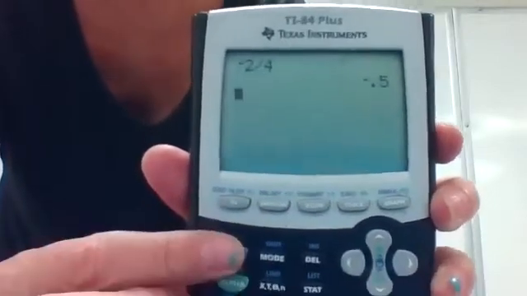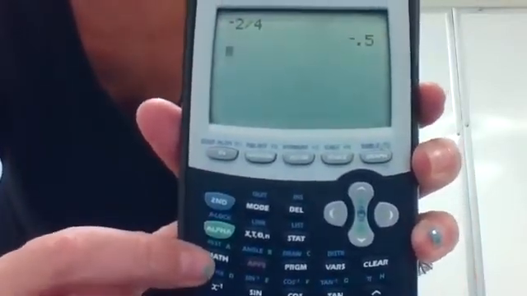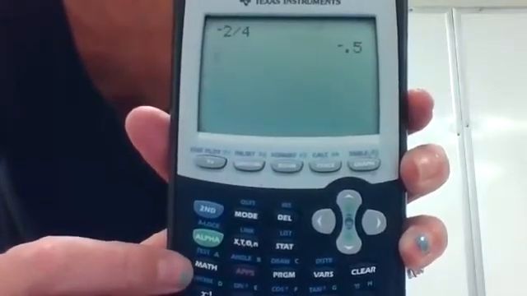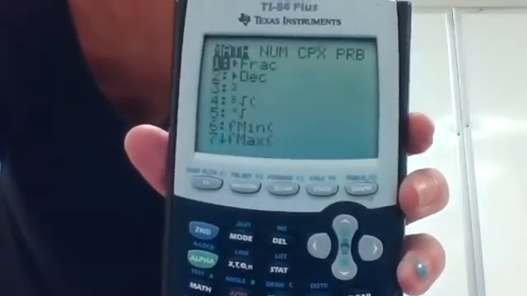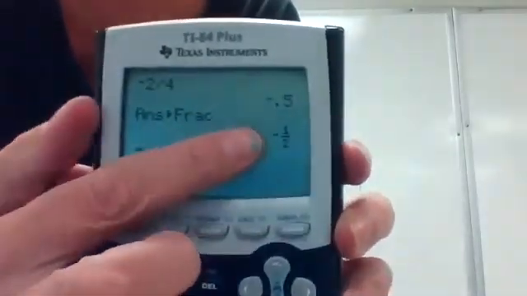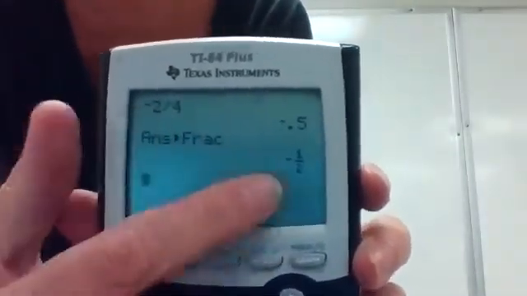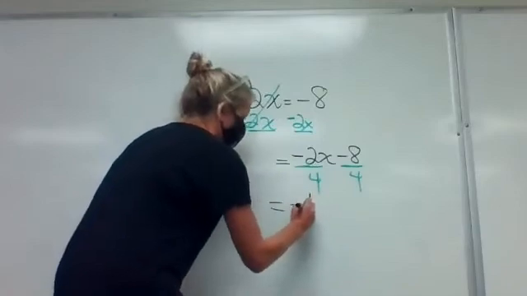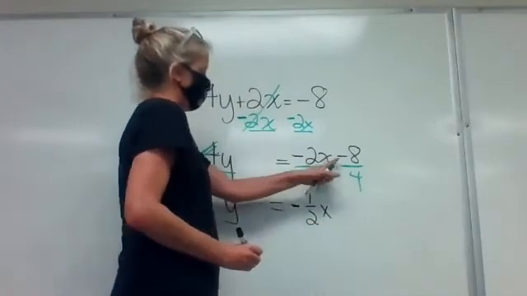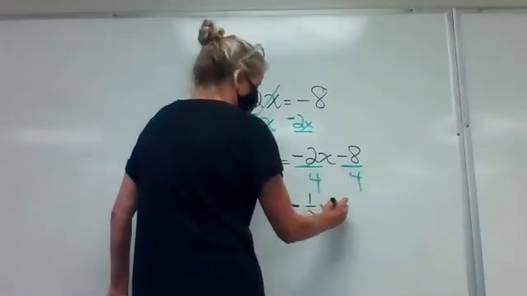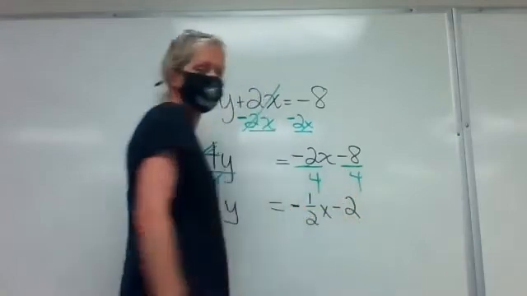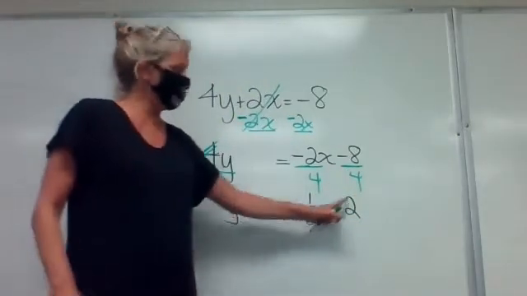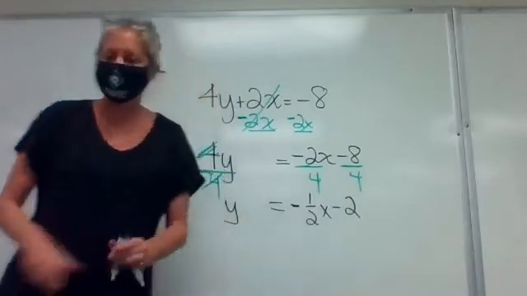Hit enter, get a decimal. Then remember, math, enter is what you're going to want to do to reduce fractions. So math, then hit enter twice. That reduces all fractions. So negative 2/4 reduces to negative 1/2. So this right here is negative 1/2 x, negative 8/4. So if I do that division, it gives me negative 2. Here's what you take to your y equals.